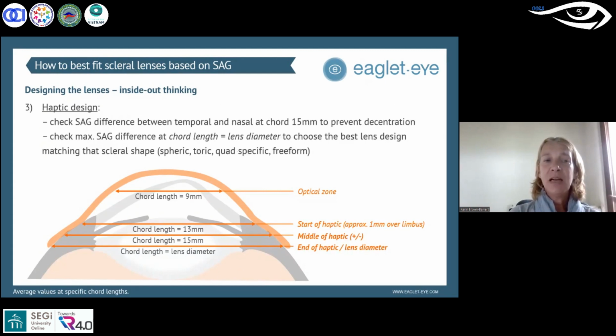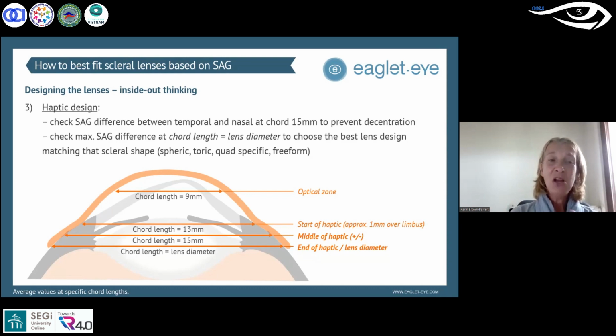So we're checking the sag difference between the temporal and the nasal haptic at a chord of 15. Once you've checked it at 13, you then realize you need something like a toric lens. Do we need to go further than that? Because a lot of the time you would also need something to actually prevent decentration.